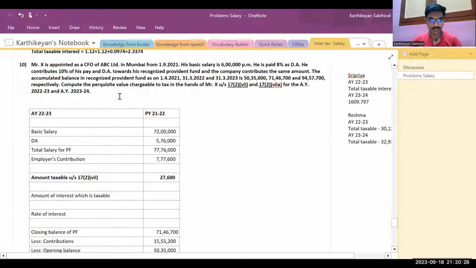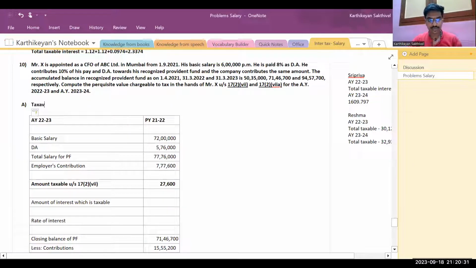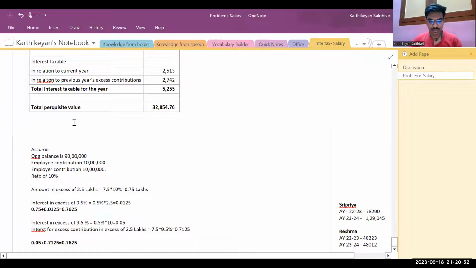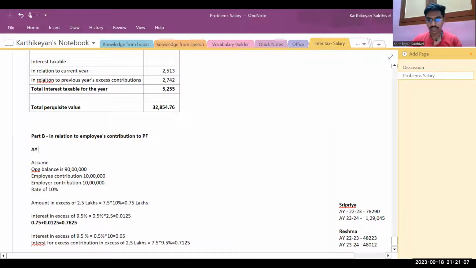This is part A, taxability for employers contribution. Employers contribution to PF. Part B வந்து in relation to employees contribution to PF. So first assessment 2022 to 23.